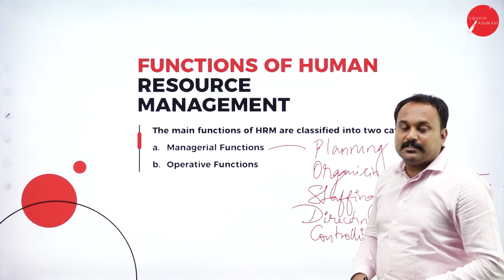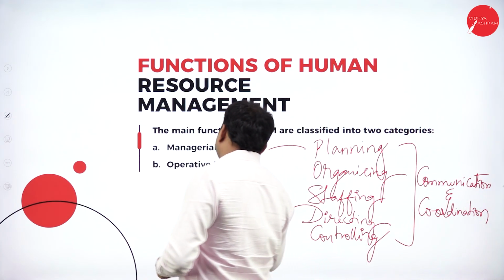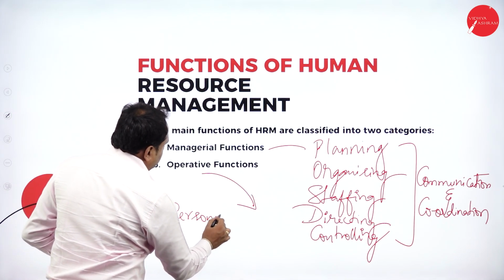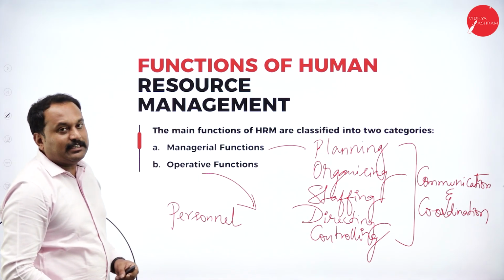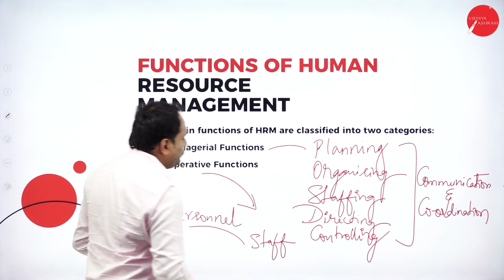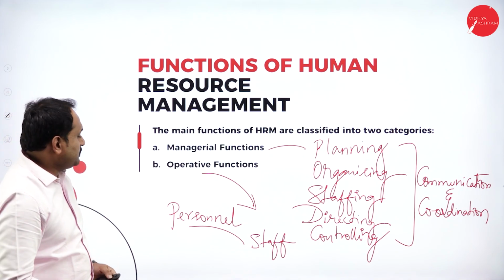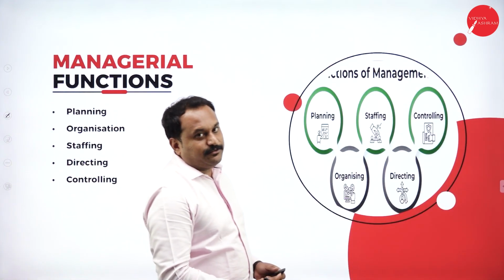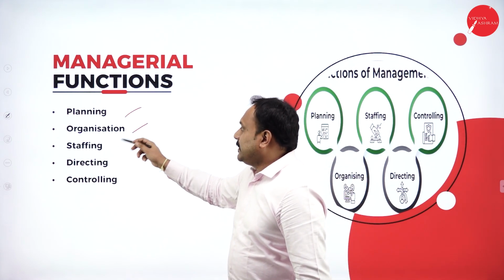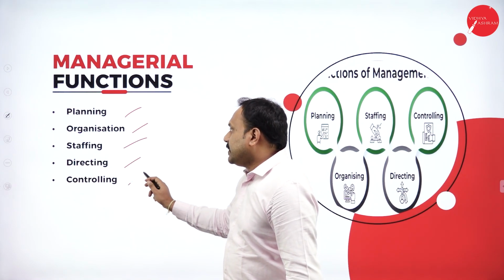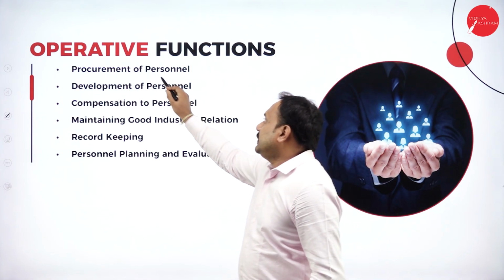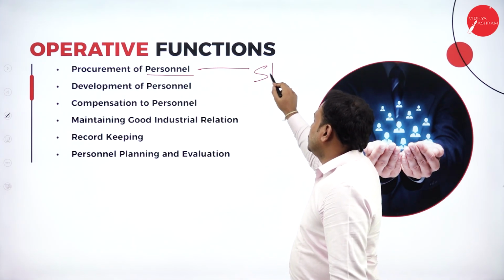Second is operative functions. In operative function, we broadly classify this under personnel. The meaning of personnel is staff. You need to take care of your staff. That is called operative function. Now, managerial functions we have gone through: planning, organizing, staffing, directing, controlling. Then we have the operative function, that is procurement of personnel. See the word personnel. Personnel means staff.